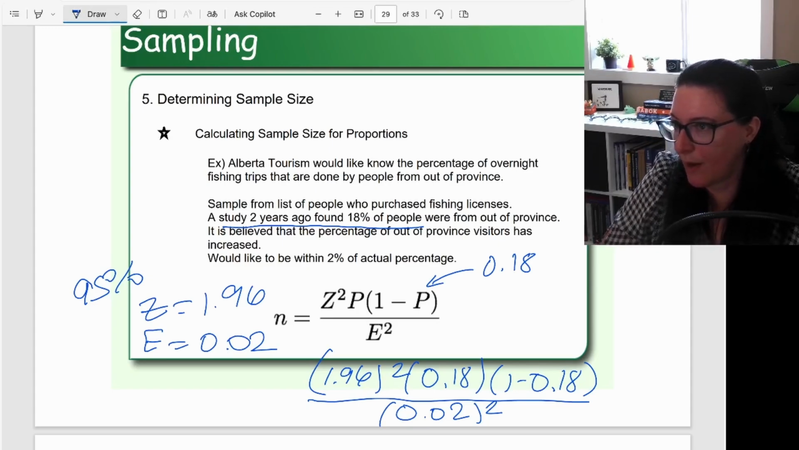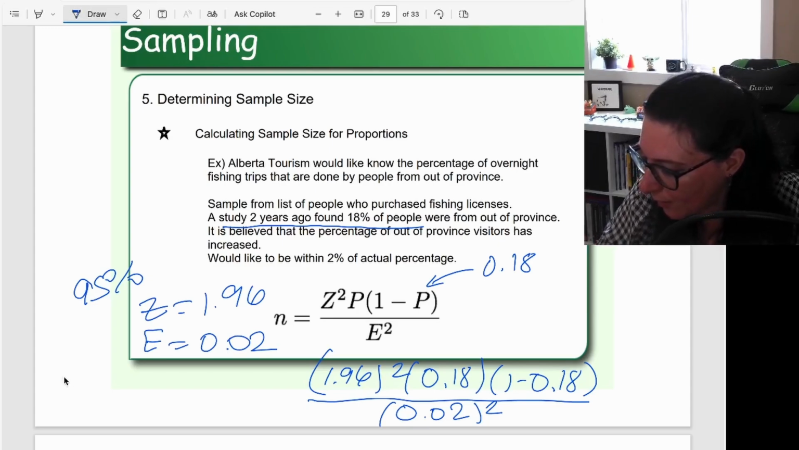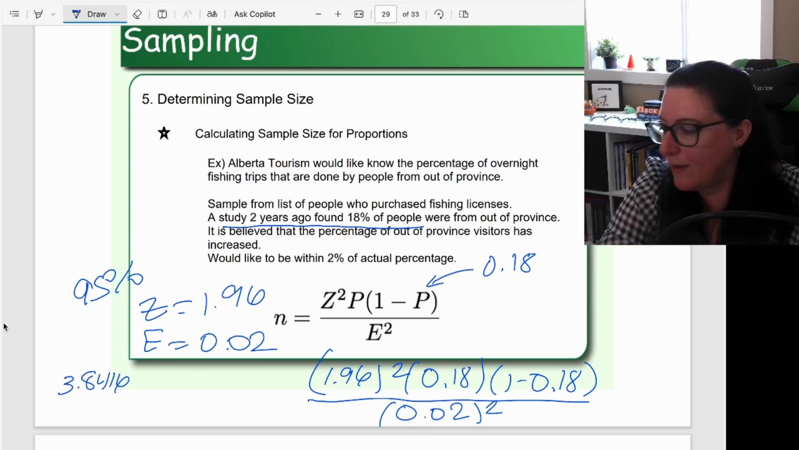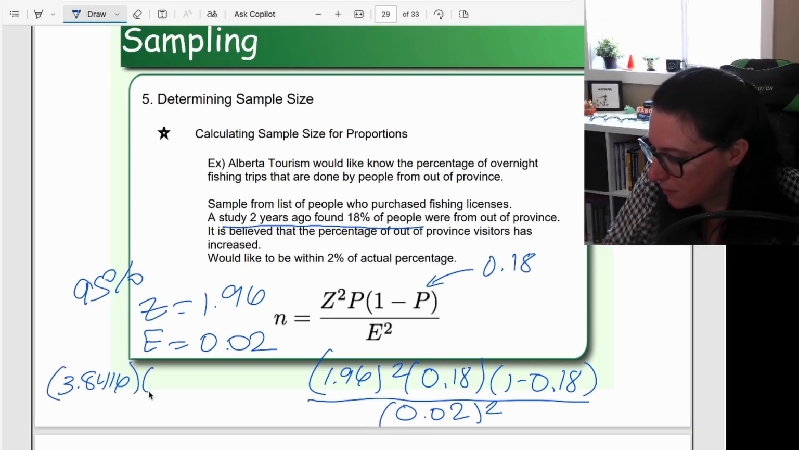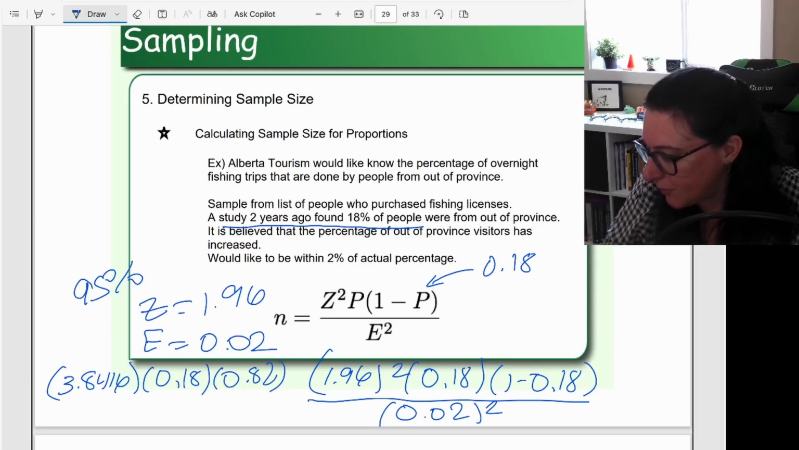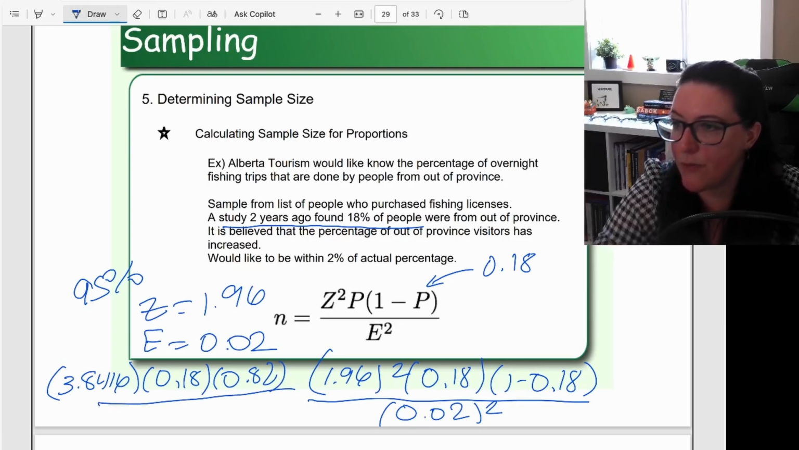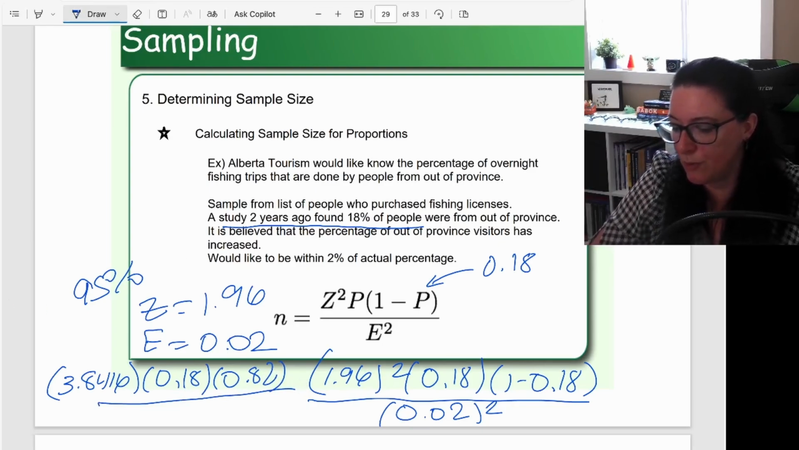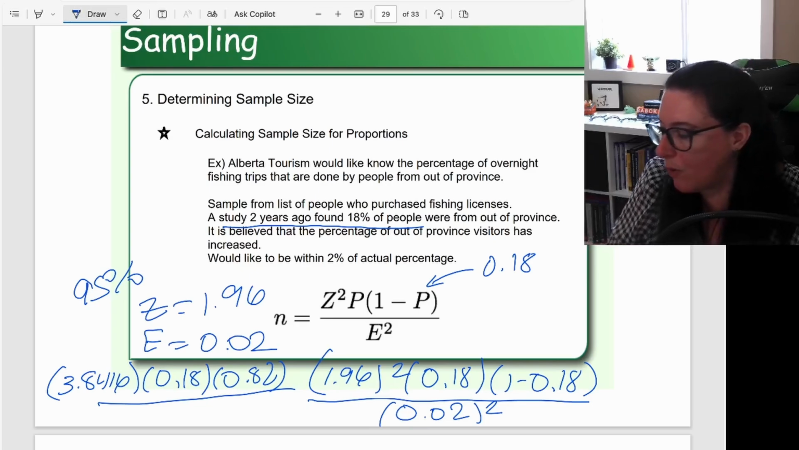(1.96 times 1.96). We saw that number before. That was 3.8416. And then we have 1 minus 0.18. Right, so we get this times 0.18 times 0.82. And all of that is going to be divided by 0.02 squared, which is 0.02 times 0.02, right, is 0.00004.